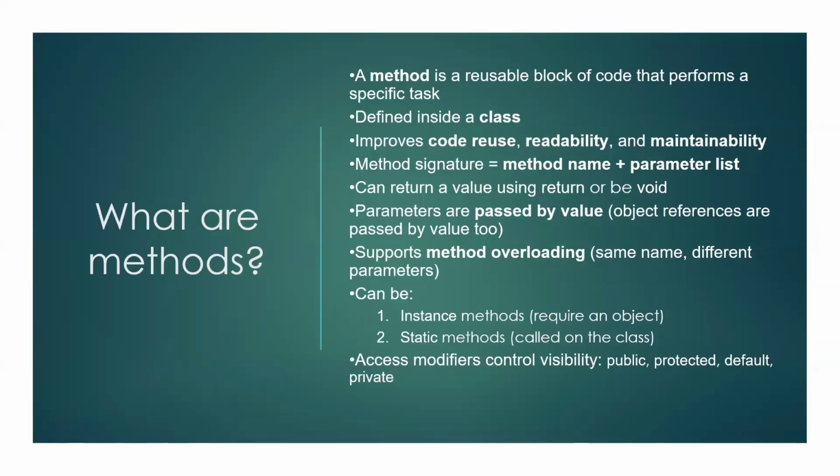An instance method is a method that's bound to an individual object. So classes are blueprints for objects. And when you instantiate an object, that method is bound to that particular object. Static methods, on the other hand, are bound to a class. So it's shared. This allows a method to be shared across all instances of a class. And then we have several access modifiers: public, protected, default, and private.